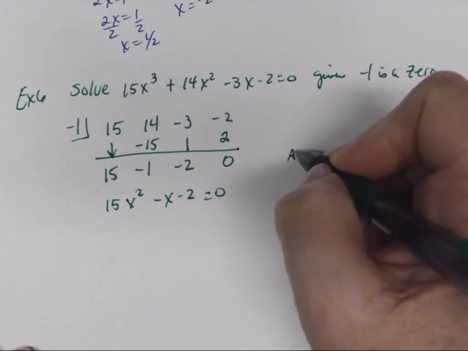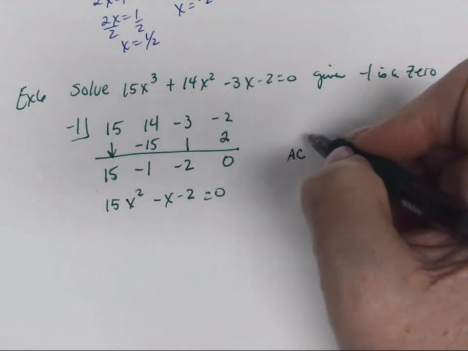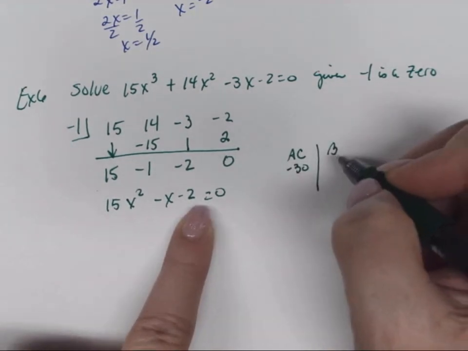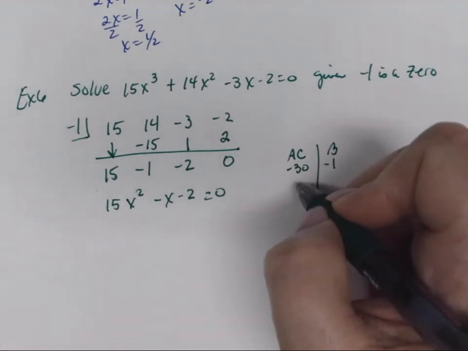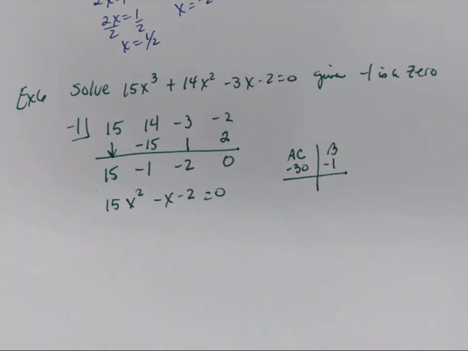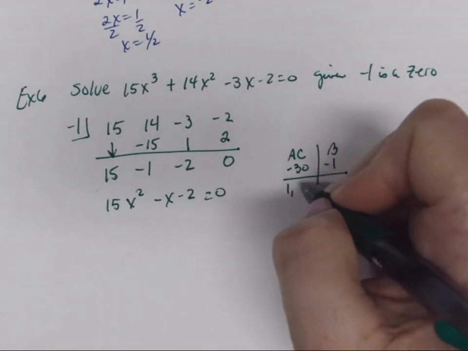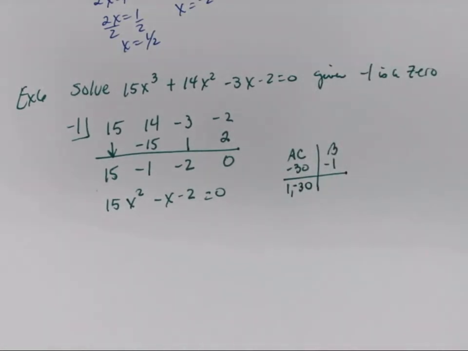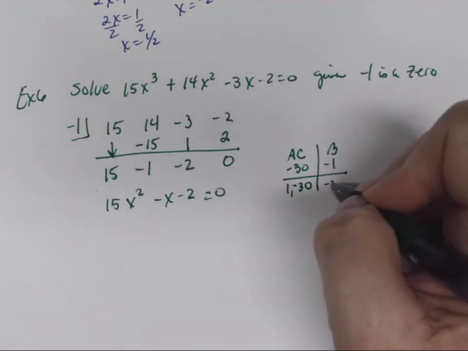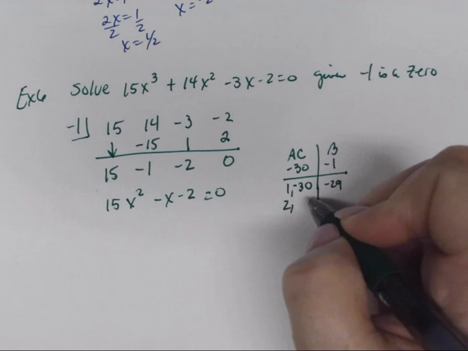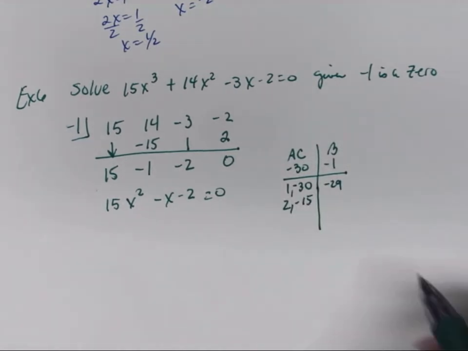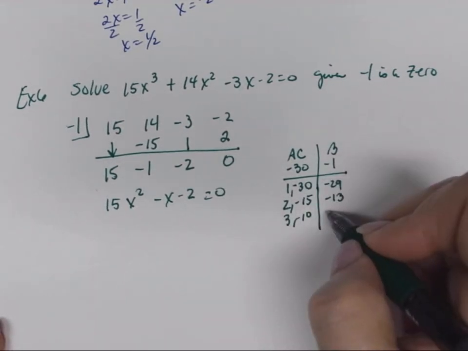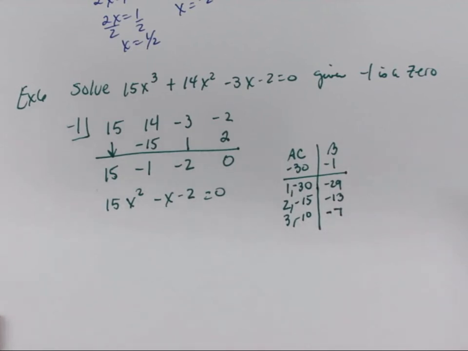So for the AC method, we have A times C trying to get to B. So 15 times negative 2 would be negative 30, trying to get to negative 1. All right, so you can work as many numbers as you want coming down. I could start with 1 and 30. Knowing that this has to be negative, the 30 will be negative this time. So 1 times negative 30 gets us negative 30. When I add it, I get to negative 29. So 2 times negative 15 gets me negative 30. When I add them, I get negative 13. 3 times negative 10 gets me negative 30. When I add them, I get negative 7.